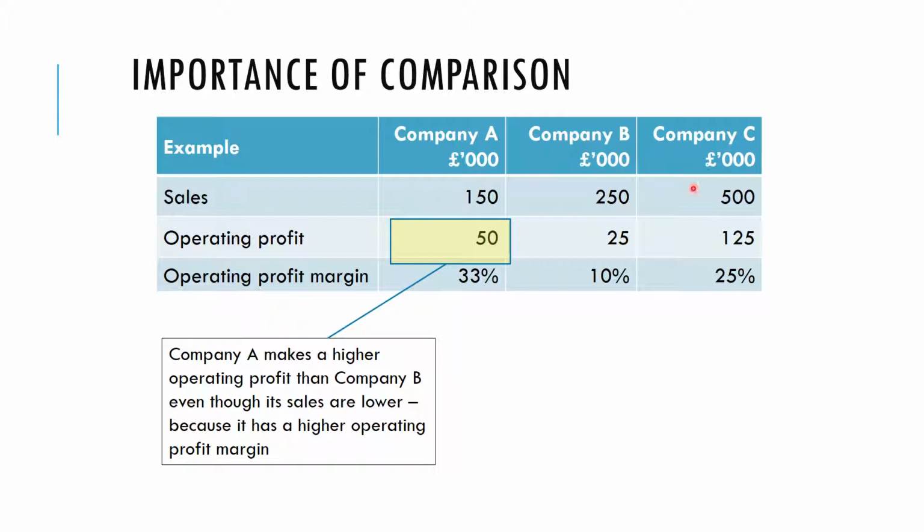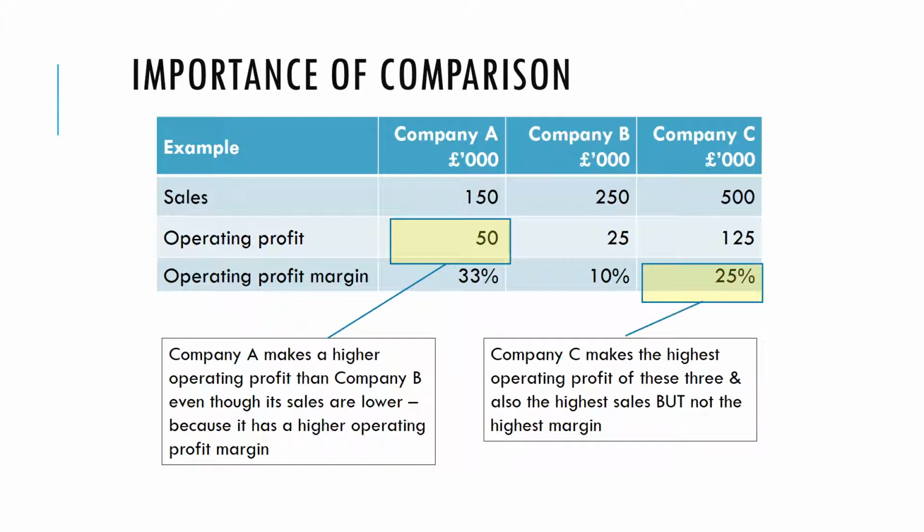This business, company A, keeps 33% of their revenue, of their sales, as operating profit, whereas company B only keeps 10%. So even though company B is bigger and has more revenue, it doesn't perform as well in terms of profitability. It's not as successful at converting its revenue into profit.